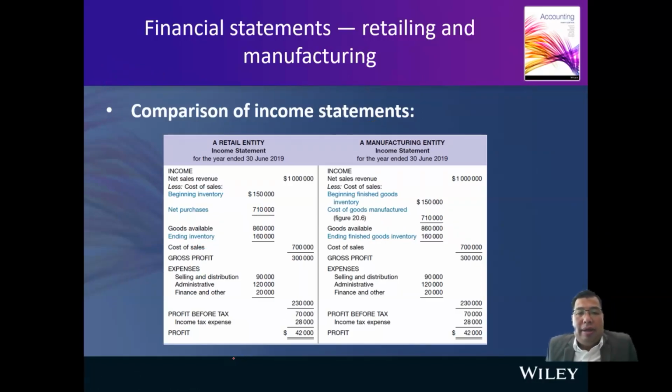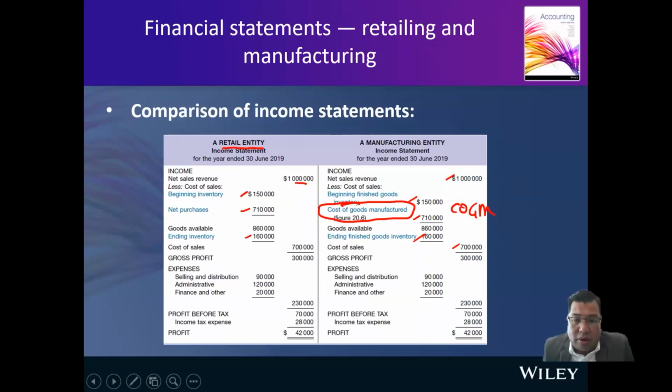If you look at this statement, this is the statement for a retail business. It's very easy. Income minus cost of sale. Cost of sale is opening stock, opening inventory plus purchases minus closing inventory. For manufacturing, sale minus opening finished goods plus cost of goods manufactured, minus ending inventory. So you get cost of sale. Basically, it's almost the same, but here is cost of goods manufactured or COGM.